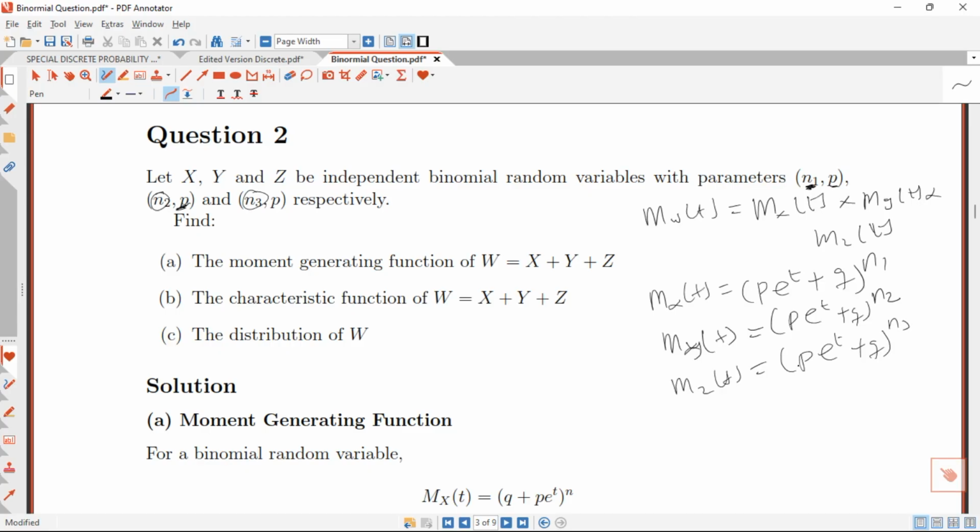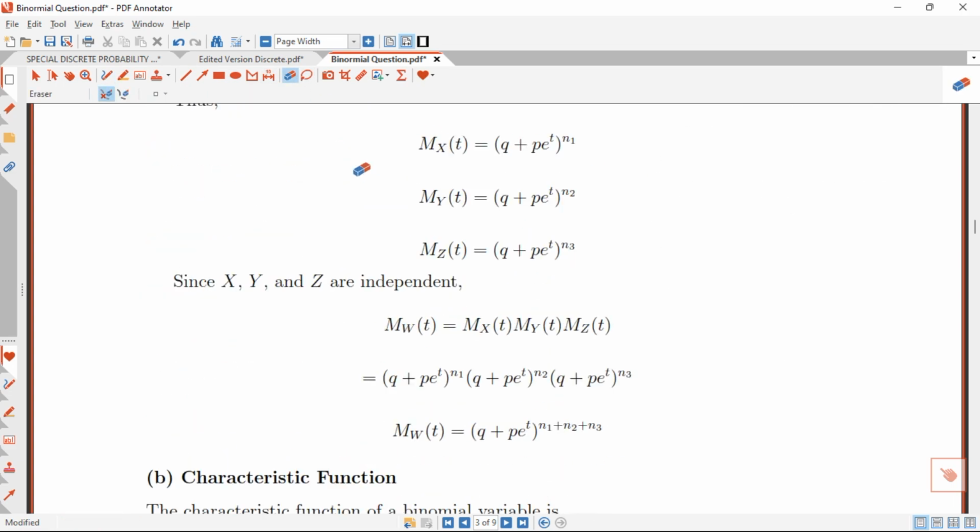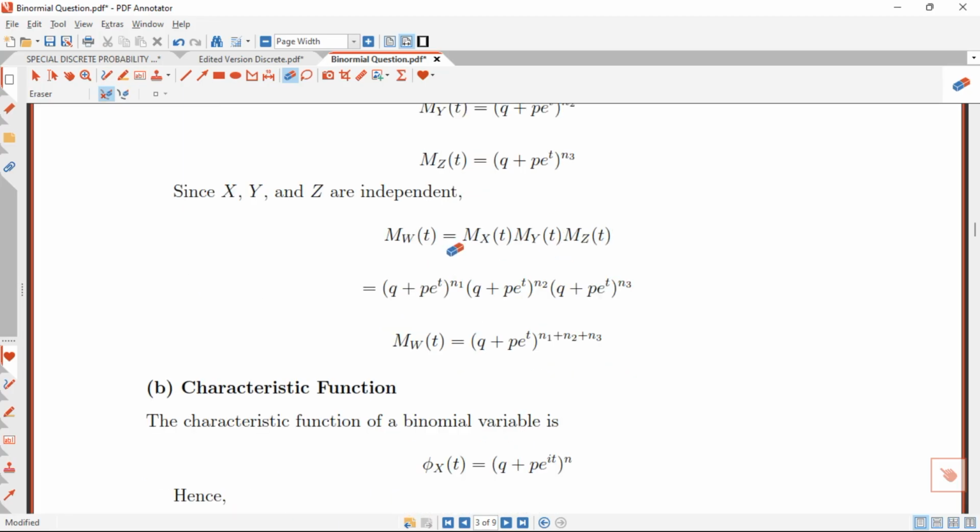Okay, so all that you have to do is to just multiply them together. Here, when you multiply them, I think I have the solution here. So this is what we have, as we have generated it one by one. Since they are independent, we multiply them, and once we multiply them together, since the bases are equal, we just add the exponents, of which we are going to get (q plus p e raised to the power t) all raised to the power n1 plus n2 plus n3. Okay, this is what we are going to get for part a.